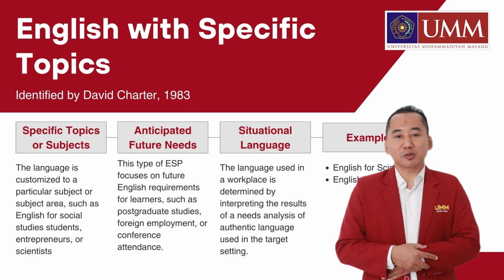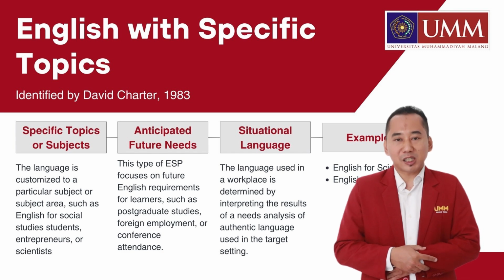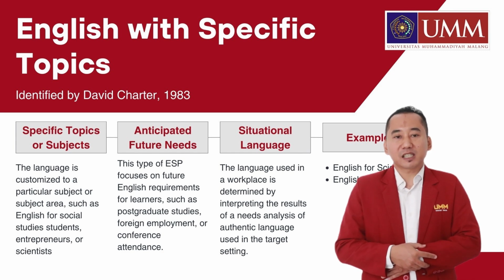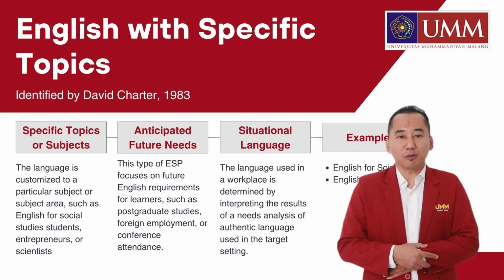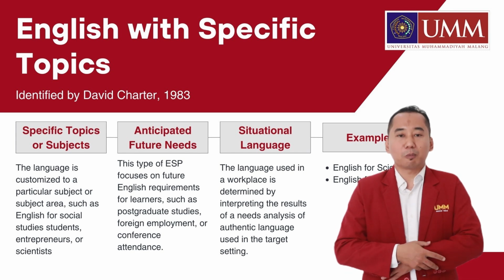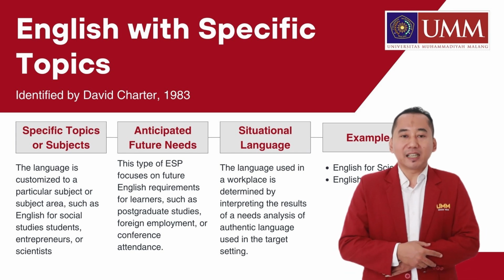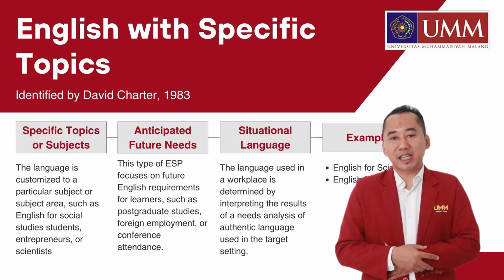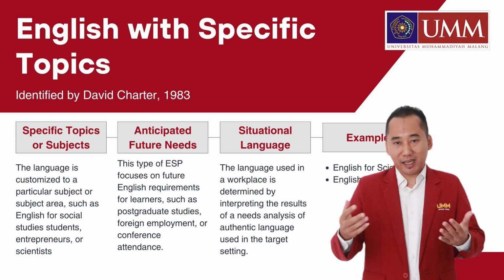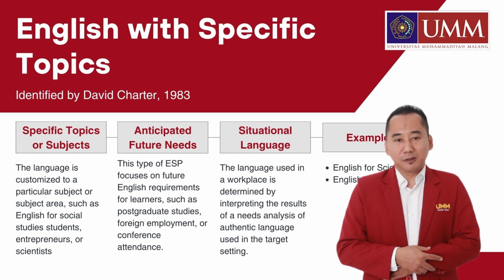The next type of ESP is English with specific topics, or EST. English for specific topics or subjects is another type of English for specific purposes. This course is focused on teaching and using English language skills related to a particular academic or professional field. It is designed to help learners communicate effectively within their chosen area of study or work.